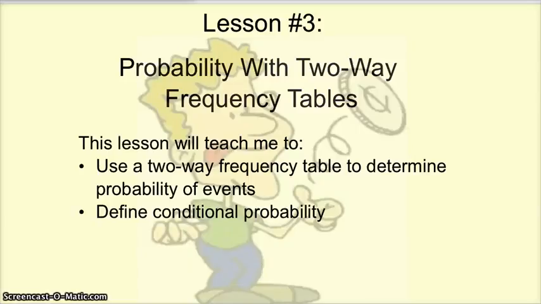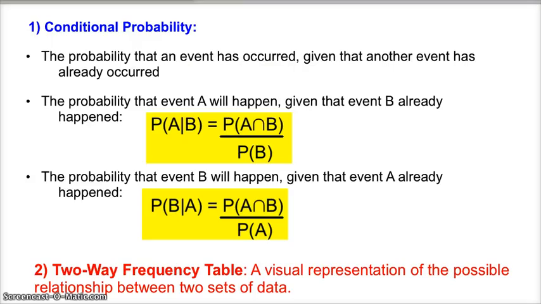Lesson 3 of the Geometry Probability Unit, Probability with Two-Way Frequency Tables. This lesson will teach me to use a two-way frequency table to determine the probability of events and define conditional probability. The definition of conditional probability is the probability that an event has occurred given that another event has occurred.